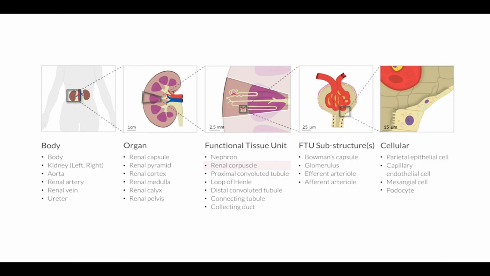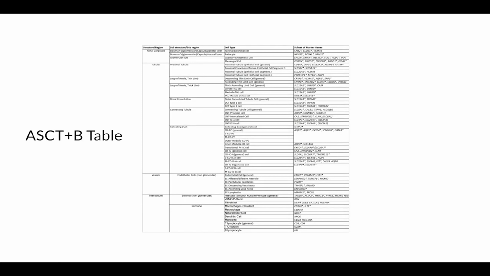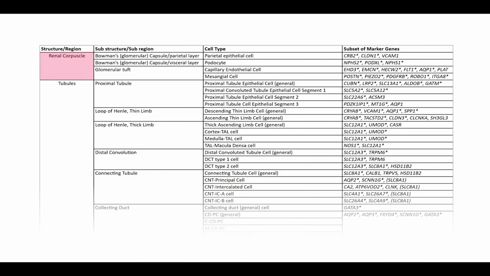Take, for example, the renal corpuscle. It is part of the kidney and has different substructures, such as the glomerulus, that are made of different cells. This is the ASCT plus B table for the kidney. Let's zoom in to the renal corpuscle, which includes the glomerular tuft and other substructures. The table also indicates the cell types that make up each anatomical structure. Plus, the table lists the biomarkers that can be used to identify cell types. We see that the glomerular tuft contains 2 cell types, which are commonly identified by specific genetic biomarkers.